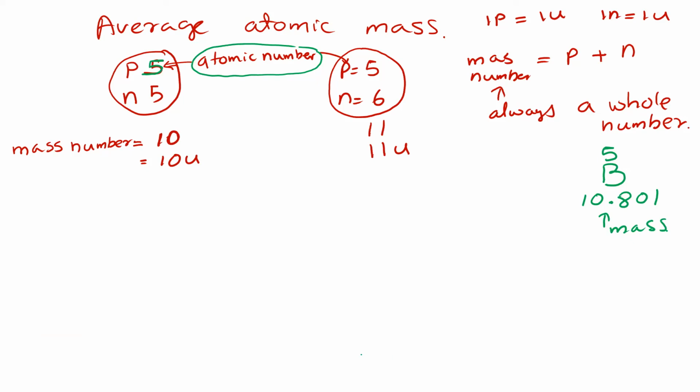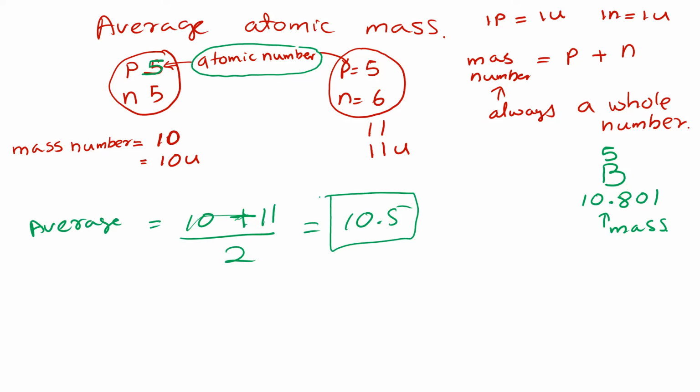What is the normal way of taking the average? Usually when we take an average, if I ask you to take the average of 10 and 11, you take 10 plus 11, divided by 2, and you get 10.5. So is that the average we see in our periodic table? No, we don't see 10.5, we see 10.801.